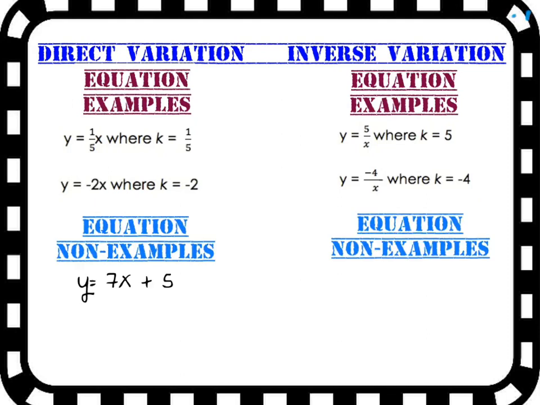Here are some non-examples. The disqualifier for this one is this +5. We can't have it. And the -18 in like manner. The disqualifier here, if you take a look at it, just look at it real close. What do you see? So x is supposed to be in the denominator. So that's what disqualifies these two.